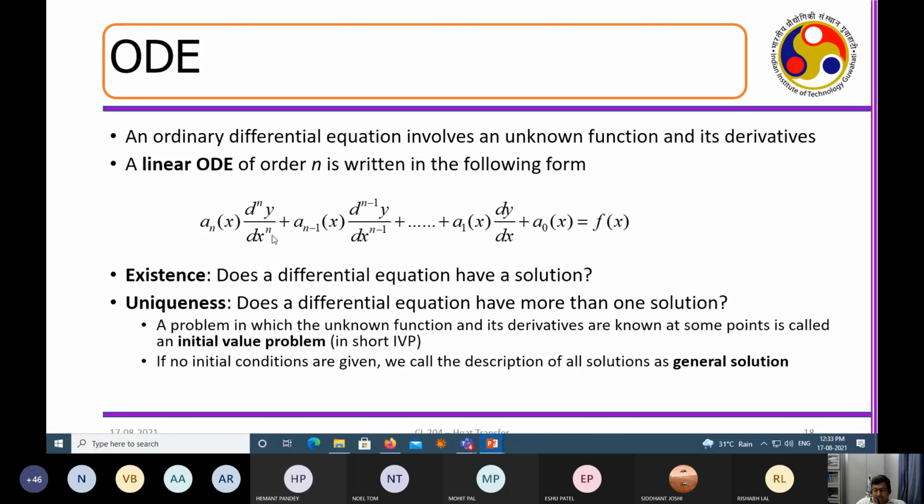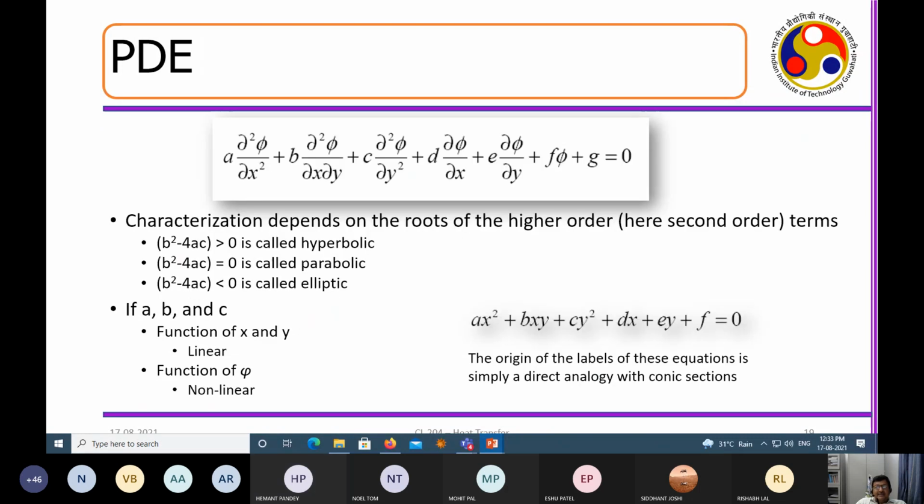Okay. Now, this is a typical partial differential equation. What is the order of this partial differential equation? Can anybody tell me?